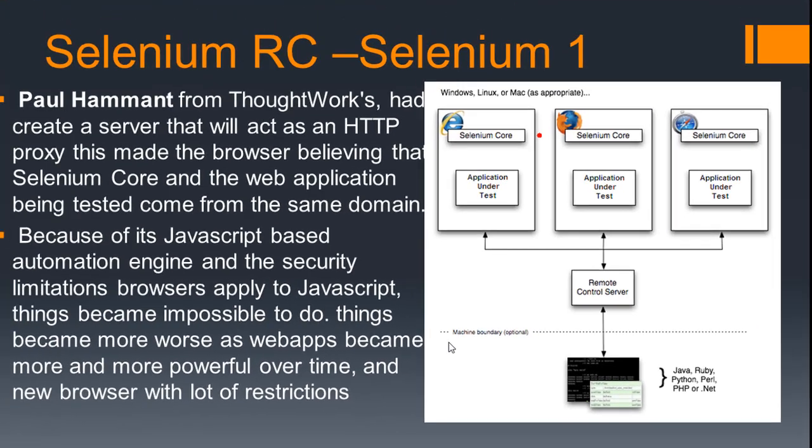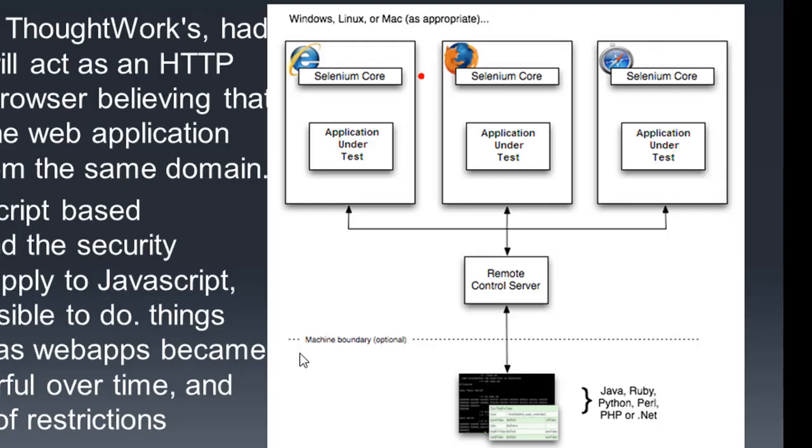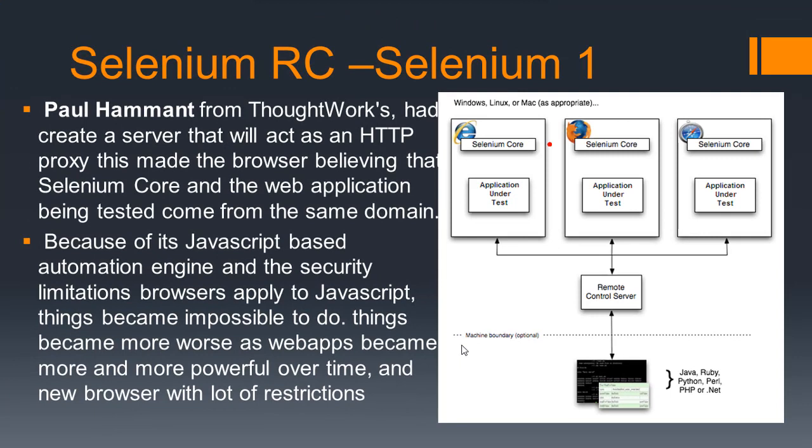Why? Because with the Selenium Core JavaScript-based automation engine, browser security increased day by day, which made it impossible to work with RC. Performing activities from the remote server became a really challenging issue, and things became worse as more web applications came into the picture and browsers kept getting updated with a lot of restrictions.